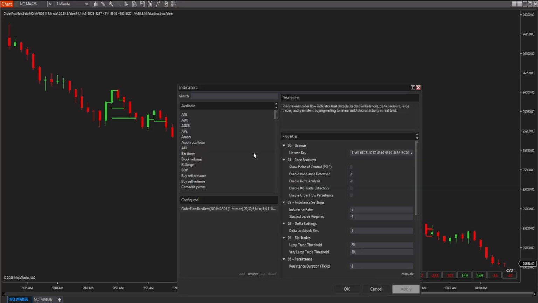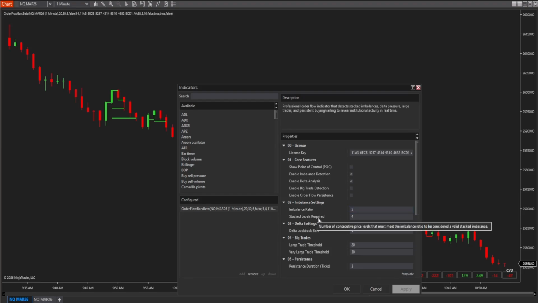Now, the stacked and balanced areas, we have enabled imbalance detection. The imbalance ratio is 5. That means it has to trade 5 times more imbalance. It has to be 5 times more buyers than sellers for it to be bullish, or if it's going to be bearish, it has to be 5 times more sellers than there are buyers.